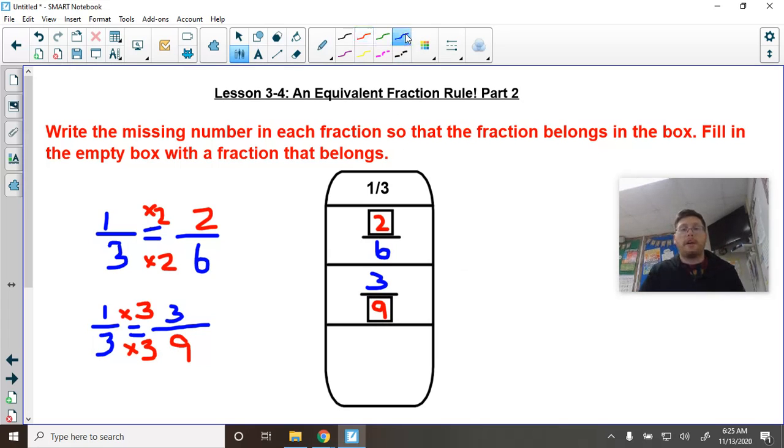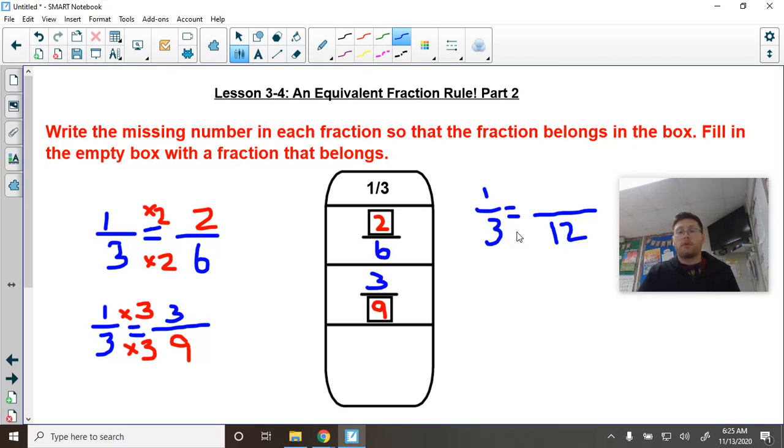Finally, I have to create my own. So I'm going to do 1/3 equals, well, I have a 3 in the denominator spot. So what I want to do is try to find a multiple of that 3. So I can do 3, 6. I've already done that. 9. Oh, already done that. Let's just do the next one. So I know that the next one should be 12.